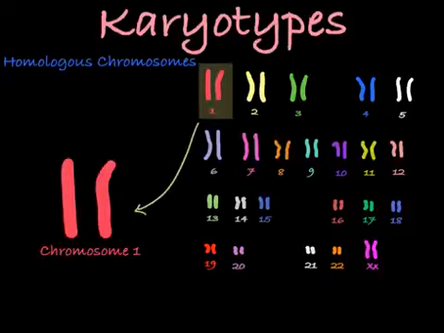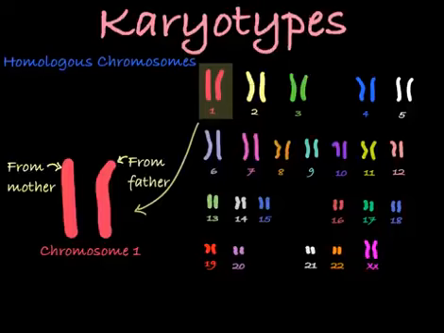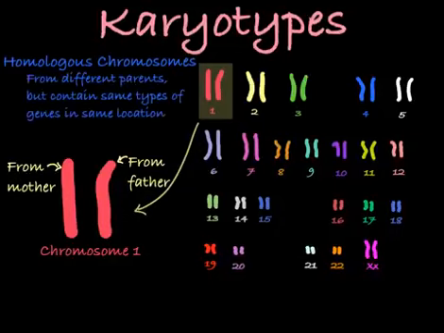Each person has 2 of each type of chromosome, one donated in the egg from their mother and one donated in the sperm from their father. So we can see we have 2 chromosome number 1s and 2 chromosome number 2s and so on and so forth. While these 2 chromosomes came from different parents, they contain the same kinds of genes in the same locations. The chromosomes in a pair like this are said to be homologous chromosomes, homo meaning same, because they contain the same genes in the same locus.